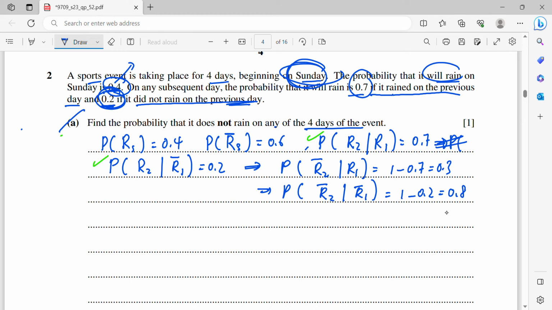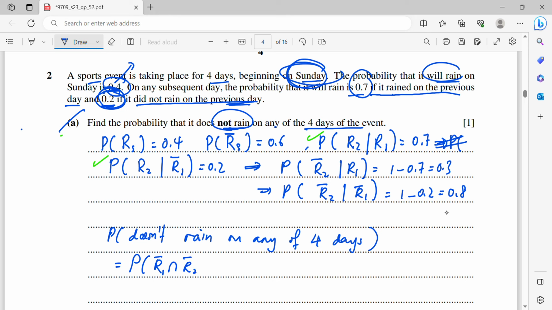Now, A, find the probability that it does not rain on any of the 4 days. Means that P(does not rain on any of 4 days) will be P(not rain first day, second day, third day, and fourth day). So the first day is our Sunday. So if not rain, it will be 0.6.